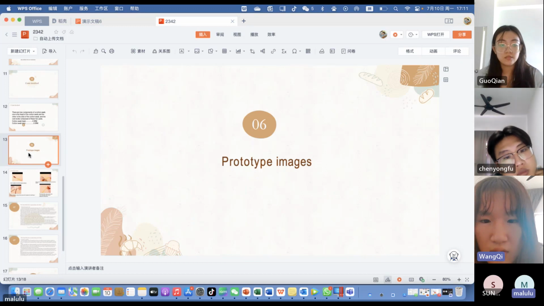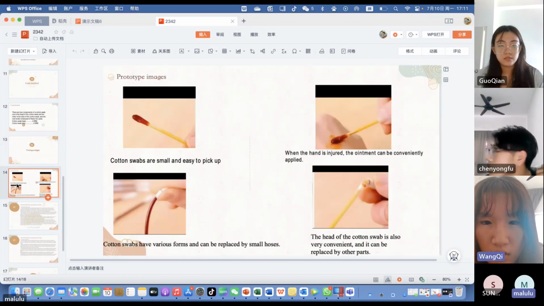The sixth part is prototype images. It's divided into 4 pictures. The first picture is that cotton swabs are small and easy to pick up. The second picture is that when the head is injured, it can be conveniently applied.